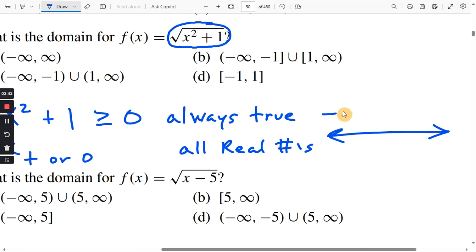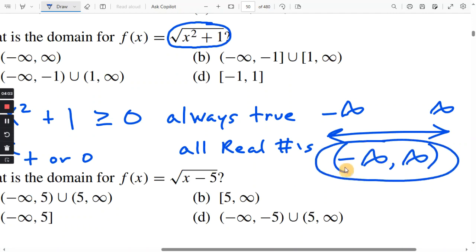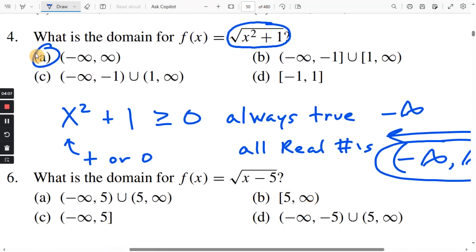So that runs from negative infinity all the way to positive infinity. The whole thing. All right, the way you write that in interval notation, negative infinity, comma, infinity, and you use the curved parentheses because infinity is not a real number. So that's it right there. Answer A.